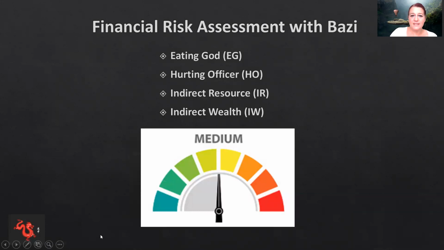Now, medium risk: this is the eating god, the hurting officer, the indirect resource, and the indirect wealth. Now, the eating god usually enjoys problems. They love to find creative solutions, and so they're making money from solving problems. That's why they make very good consultants, and they make money from lifestyle and art very often.